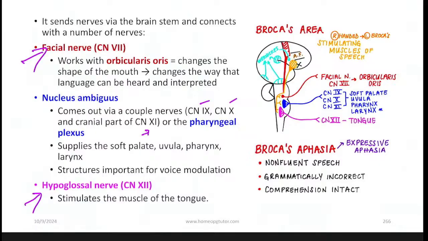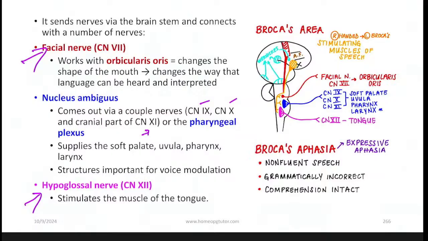Correct? See, each and everything has to have a reason why the involvement of facial nerve is happening. Whenever a facial nerve, that means basically they are acting with the orbicularis oris, right? So that means what? They are going to change the shape of the mouth. See, each and every word that comes out from our mouth, there is a change of facial expression as well as the shape of the mouth. That is the reason the way the language can be heard and interpreted are different, because of the way the shape of the mouth changes when we spell each word. Okay, and that has been dealt with by the facial nerve.